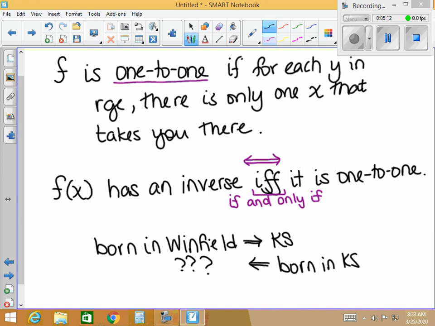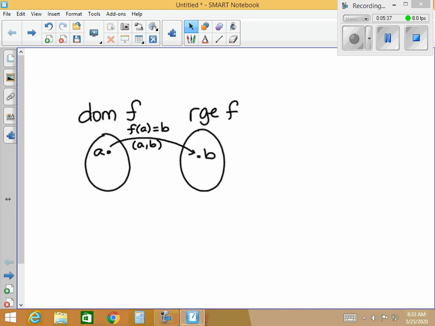So that example there is not an if and only if statement. Being born in Winfield can only be read in one direction. Being born in Winfield means I'm from Kansas, but being from Kansas, I could be born in a number of different places. Okay. So we really like if and only if statements. Again, chapter 4 is really the first place we focused on those. And a function has to be one-to-one if we're going to be able to undo it, unwind it, unwrap it, and be able to work in the backwards direction.